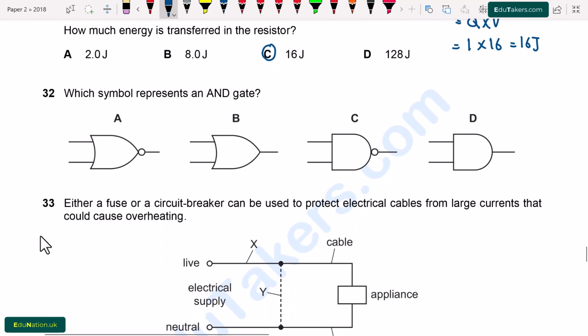Question number 32. Which symbol represents an AND gate? So we have to recognize which one of the following is for the AND gate. Here is option A. Option A is basically an OR gate, while this bubble shows NOT gate. So this whole gate is basically a NOR gate. In option B, here is only an OR gate. C, this is AND and this bubble shows NOT. So this gate is basically a NAND gate. In option D, here is an AND gate. So option D is correct.